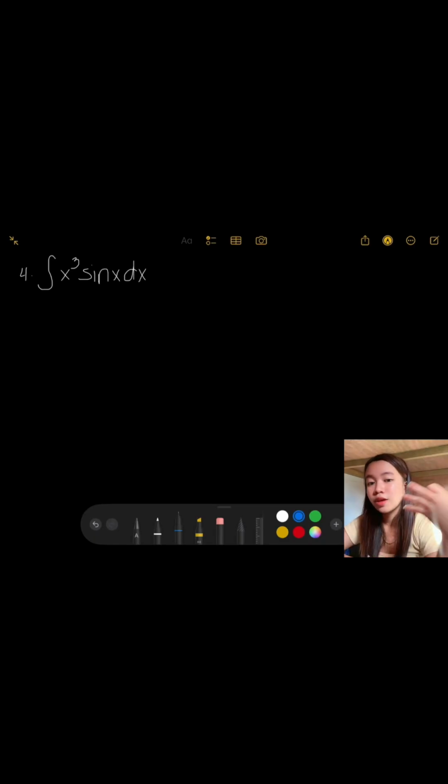Our next example is the integral of x cubed sine x dx. So we can see that our x is in cube. That means that we will integrate 3 times. So for it to be easy, we have this method. It is called the DI method. You will be deriving and integrating. So in choosing what will you be deriving and integrating, just follow the LIATE.